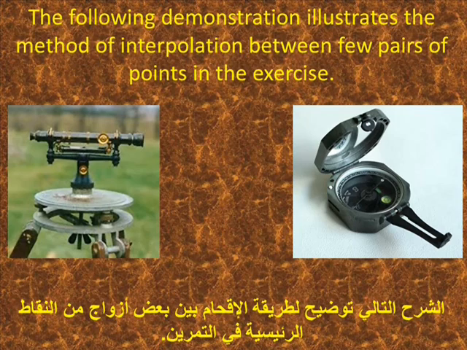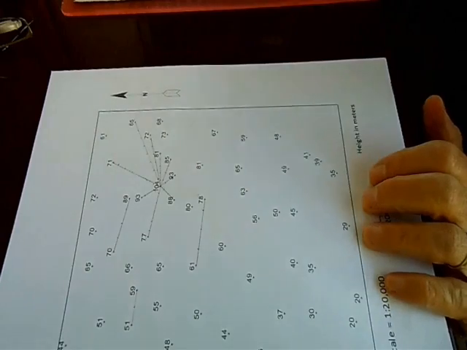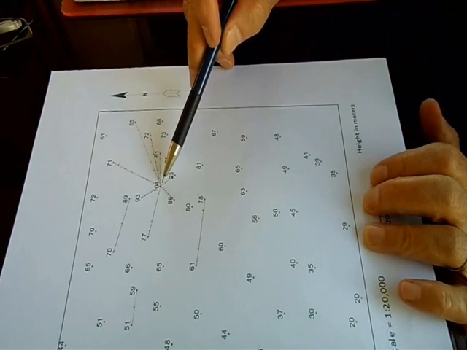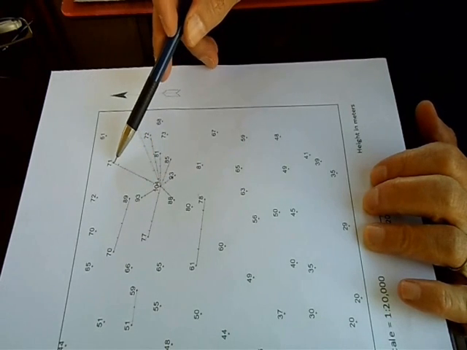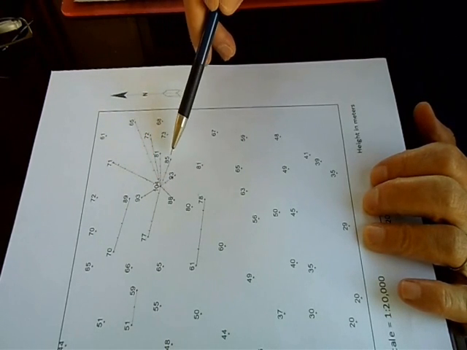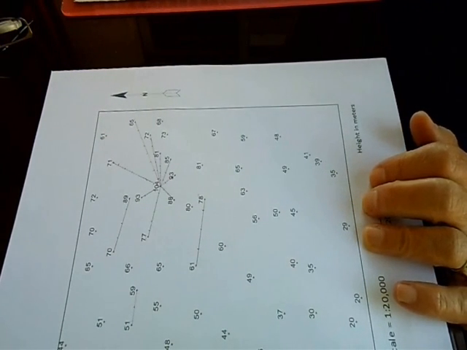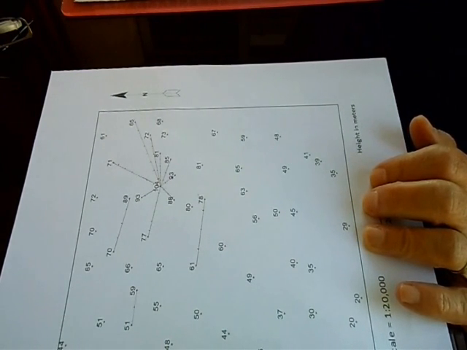The following demonstration illustrates the method of interpolation between a few pairs of points in the exercise. Now, after connecting the highest 104 meters point with its surrounding adjacent points, we are going to determine by interpolation the locations of secondary points around it through which contour lines pass.